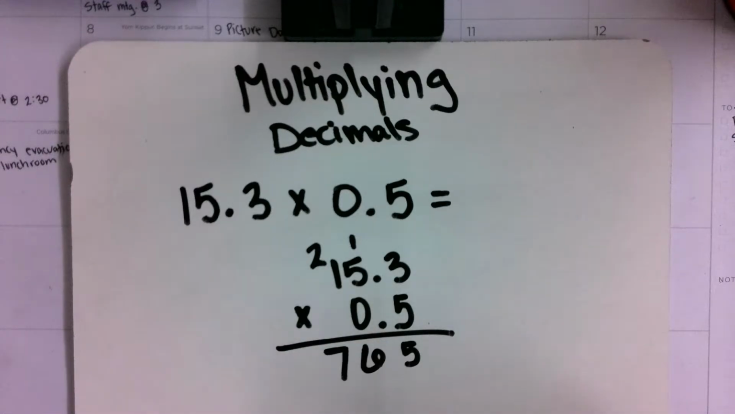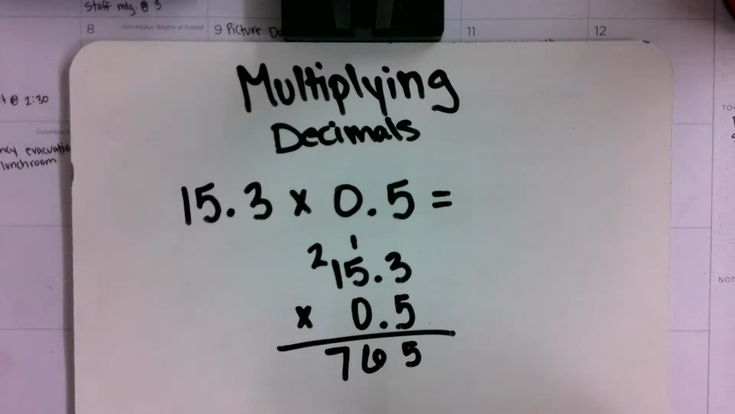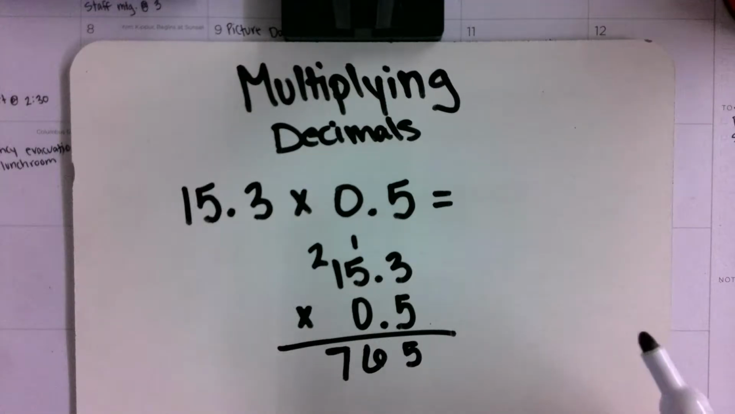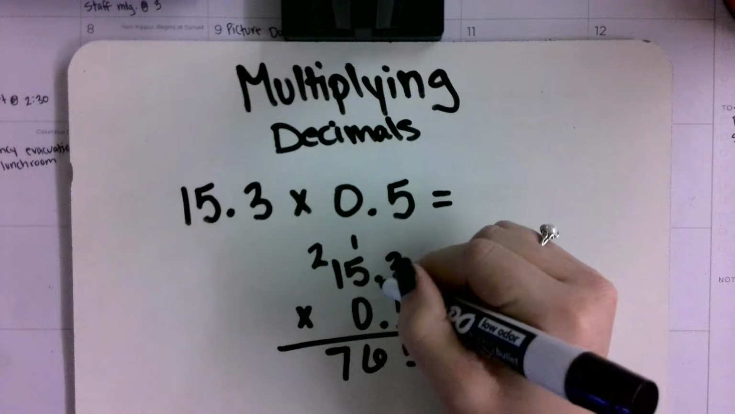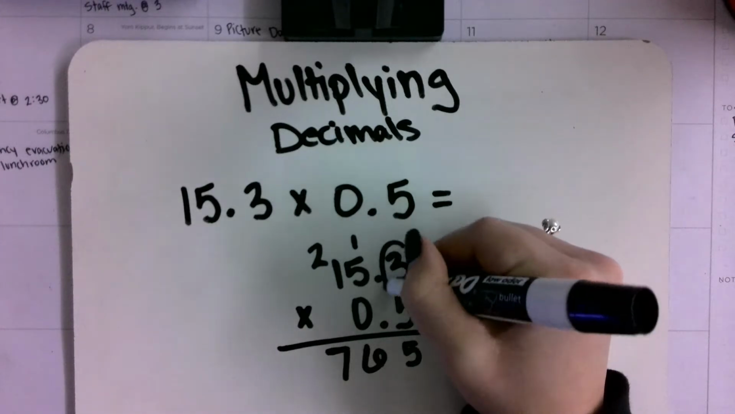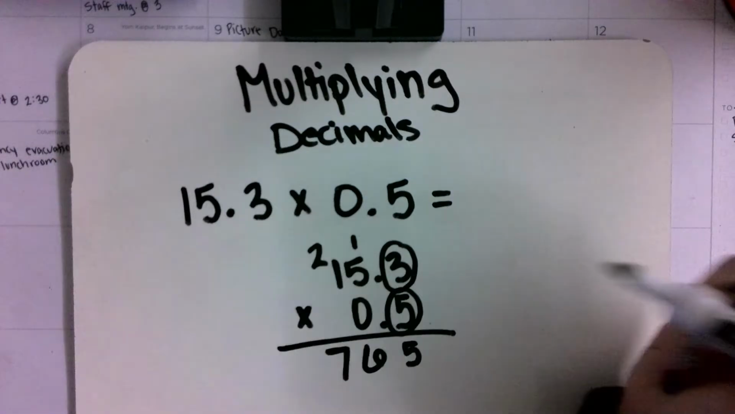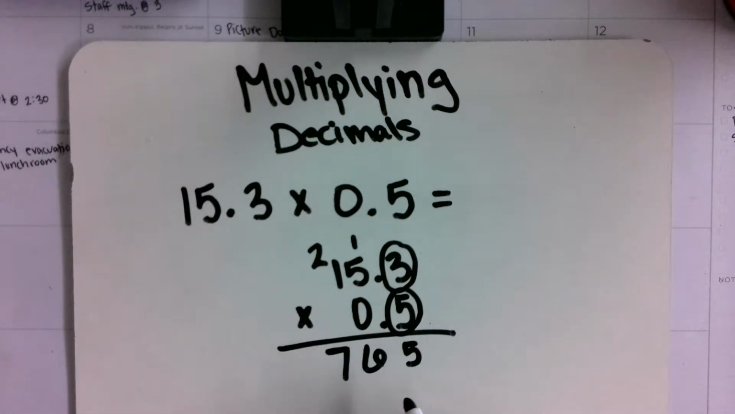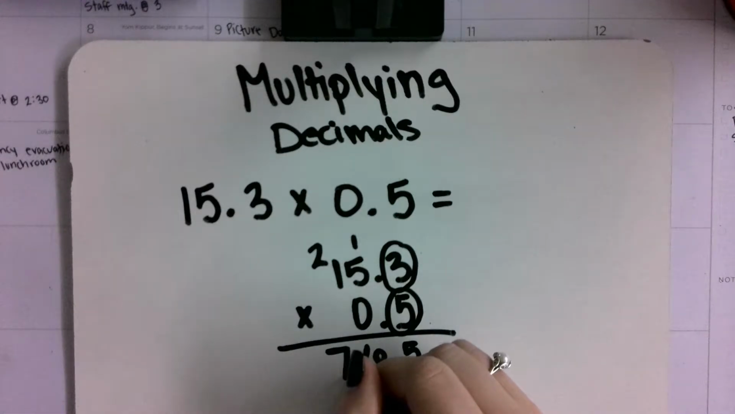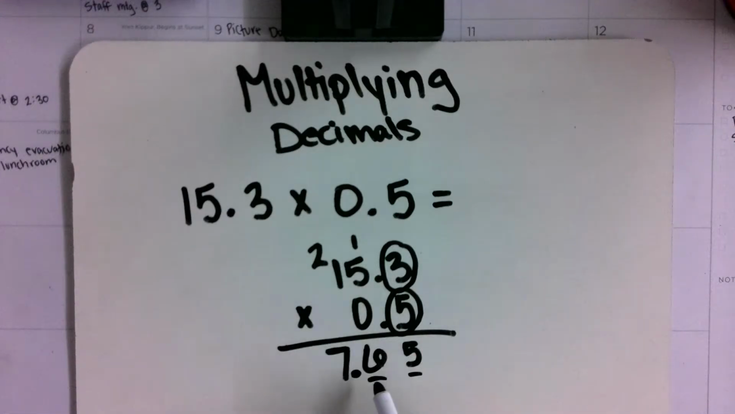Now, when we are deciding where we put the decimal, we have to count the number of places that are after the decimal in the two numbers that we're multiplying. So 15 and 3/10 has one place, and then 5/10 has one place. So that means that our answer needs to have two places after the decimal. So right now this is a whole number, and here's a place, here's a place. So my decimal has to go here, so that I have two places to the right of the decimal.